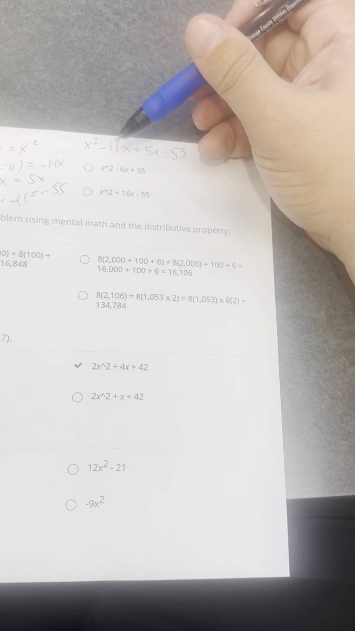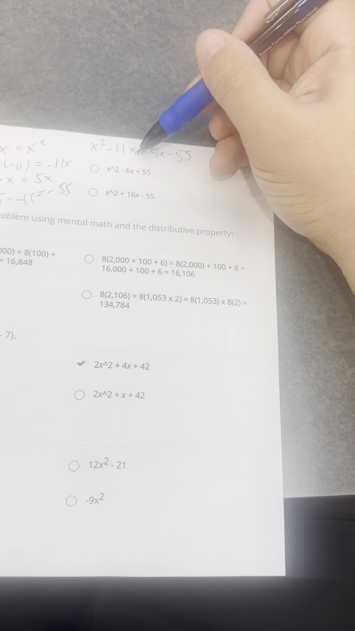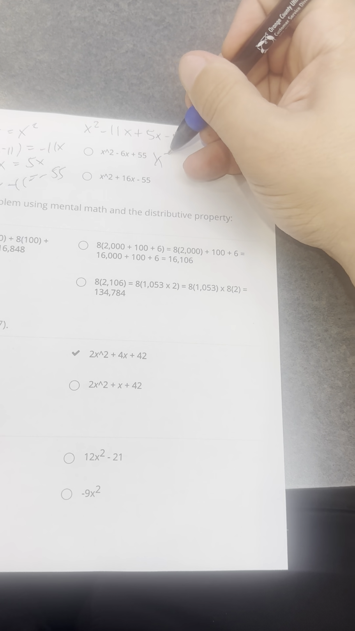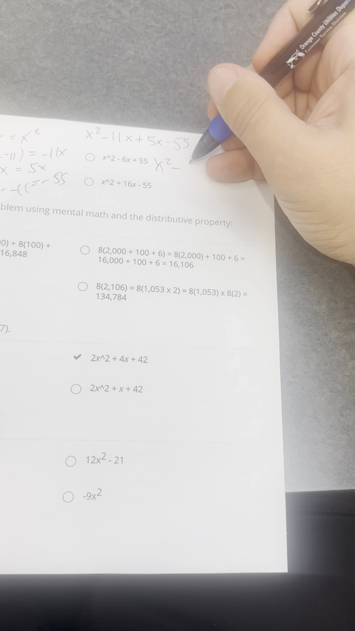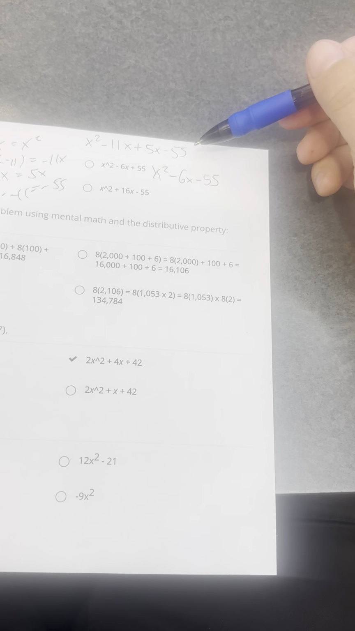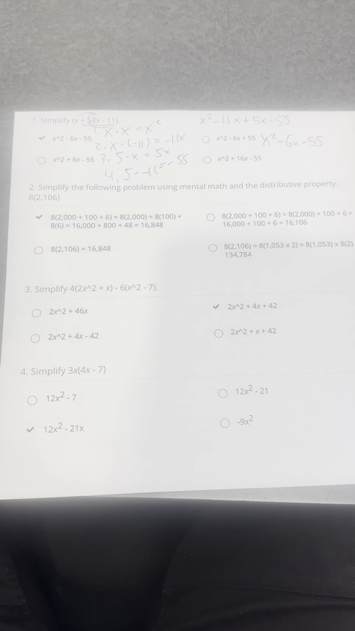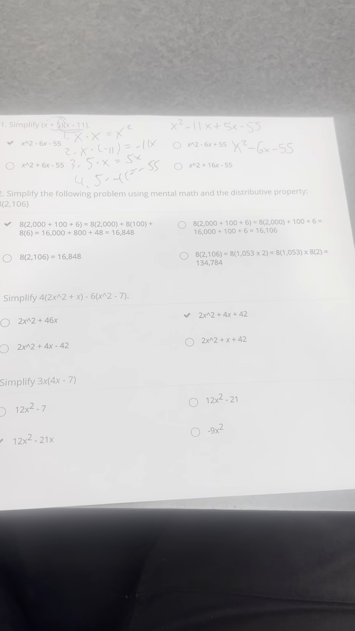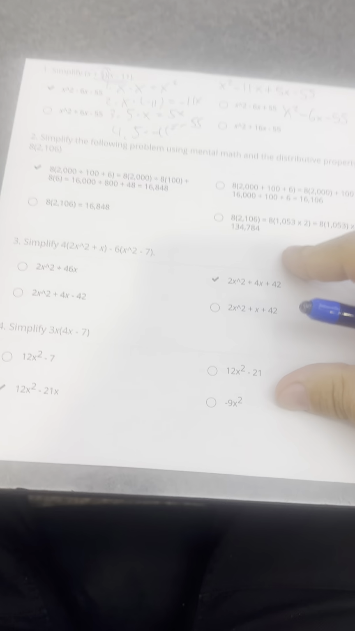So combining like terms, negative 11x plus 5x is going to be x squared minus 6x minus 55. So the first answer, obviously. Okay. Now, the second question, this is simplify the following using mental math and distributive property. Okay, so distributive property.